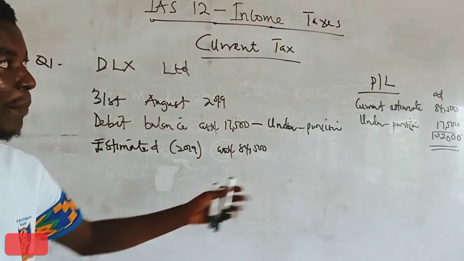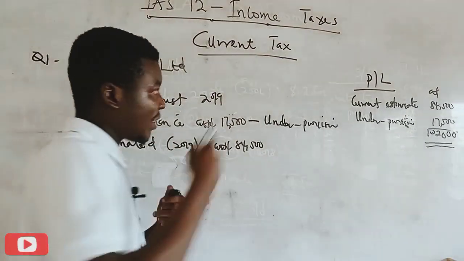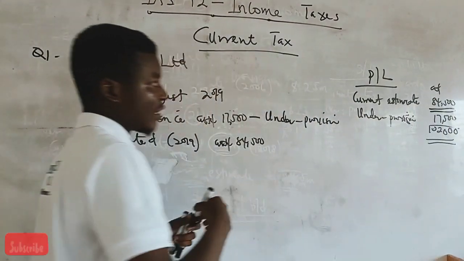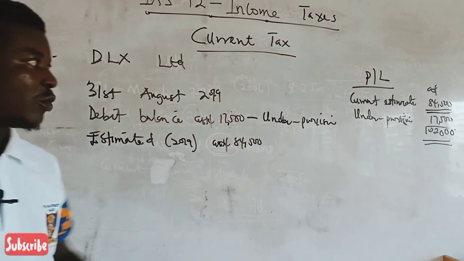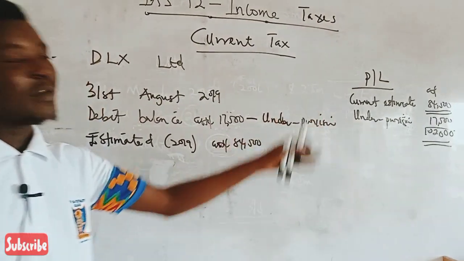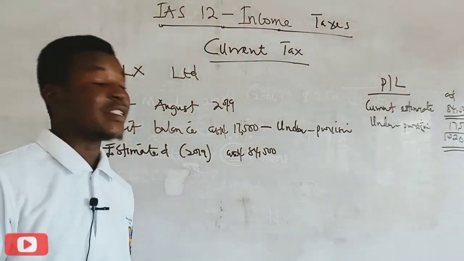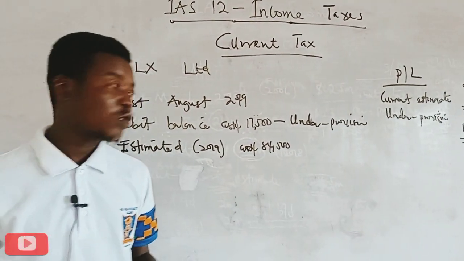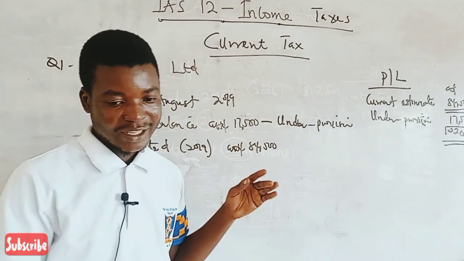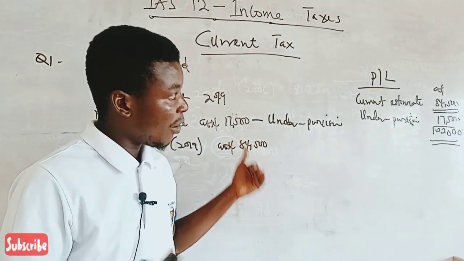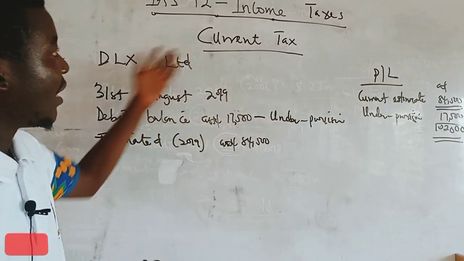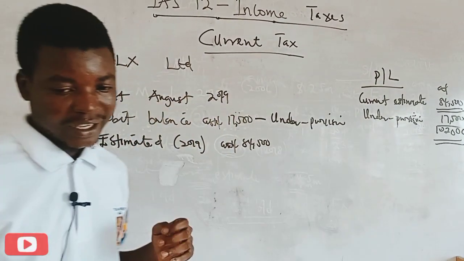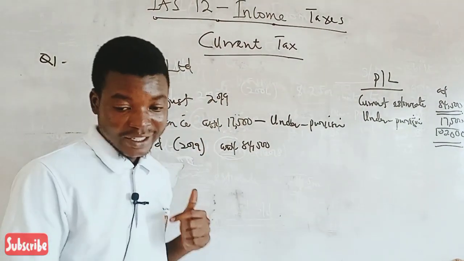But what will happen to the statement of financial position? We are making an estimate of 84,500 for the year. This is an obligation at the end of the year. So this will be sent to the statement of financial position as a current liability. Questions 1 and 2 are only about current tax, but the subsequent questions are about the combination of the two, which is the current tax and the deferred tax. So in our next video, we'll look at deferred tax.